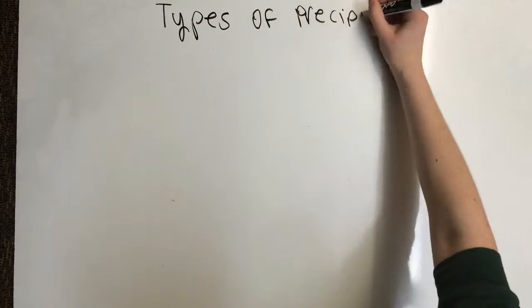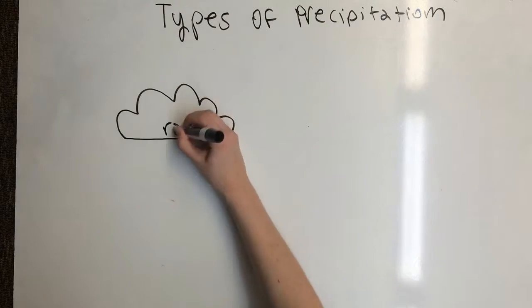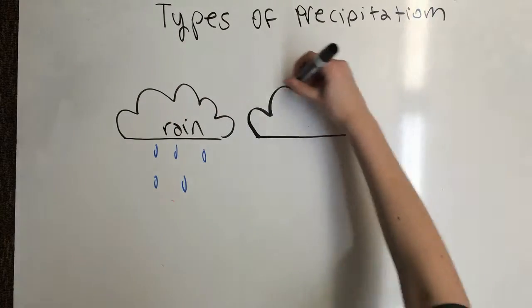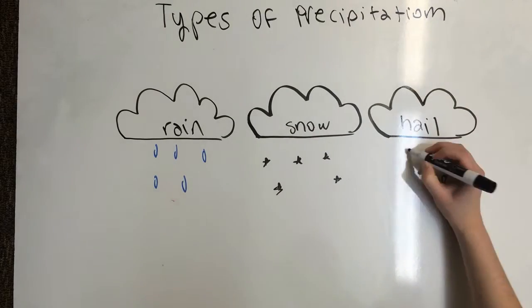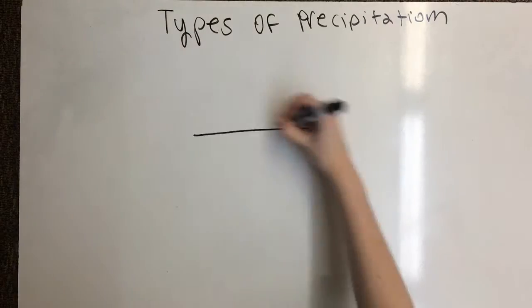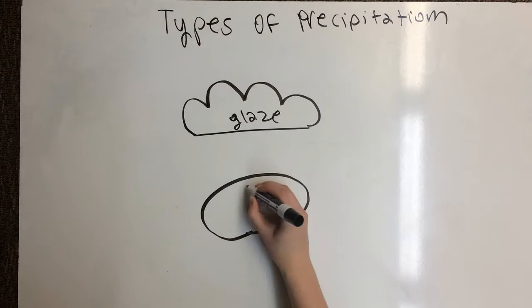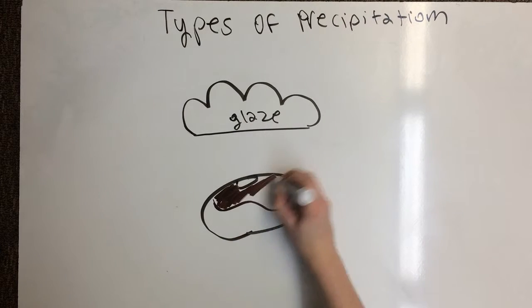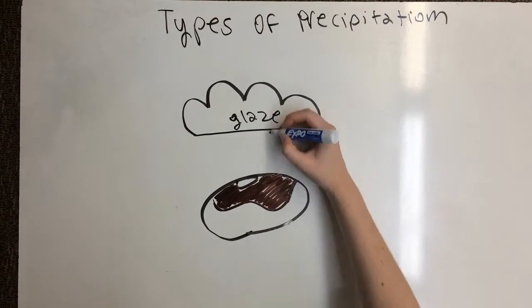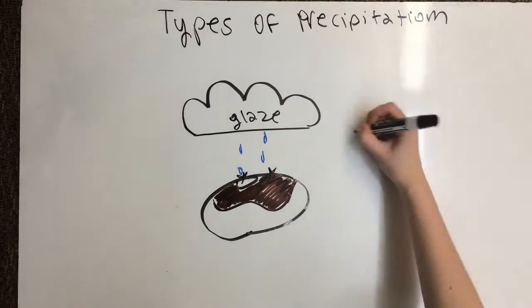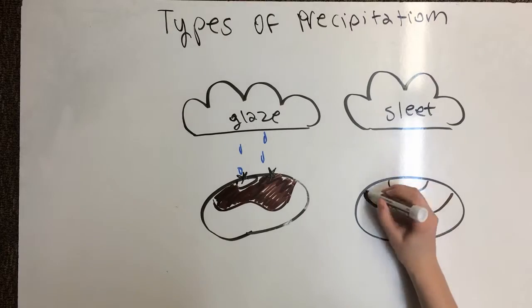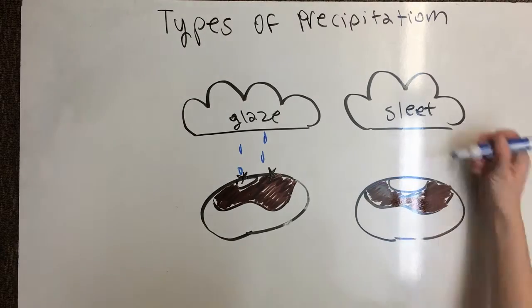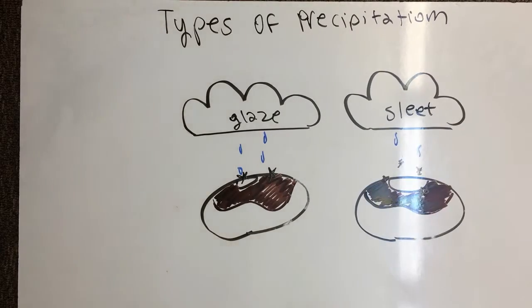Precipitation types include rain, snow, which is precipitation in the form of ice crystals, and hail, which is precipitation in the form of ice pellets. Also, there is glaze, which is freezing rain that turns to ice upon hitting the surface because of subfreezing conditions. Sleet is the same as glaze, but as the rain droplet falls, it freezes instead of freezing upon impact.